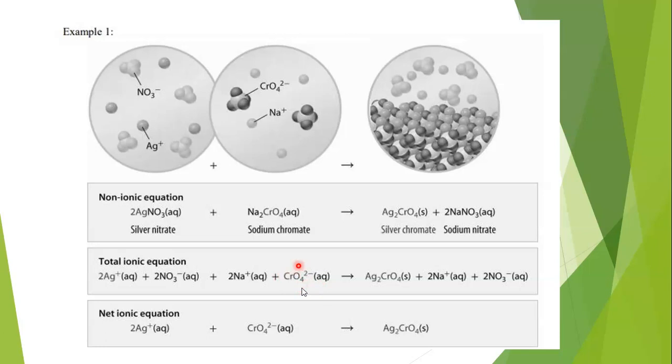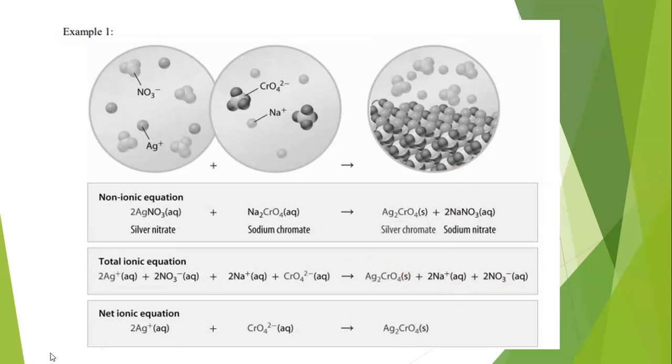Now when we look at our products, silver chromate is slightly soluble or insoluble, meaning it's a solid in water. That means it doesn't dissociate. If we look here, see how they're exactly the same? They stay as a solid and a solid. Sodium nitrate is aqueous and soluble in water. It dissociates into its ions. There's a two, so there's two ions and two ions. Hopefully you're making sense so far.